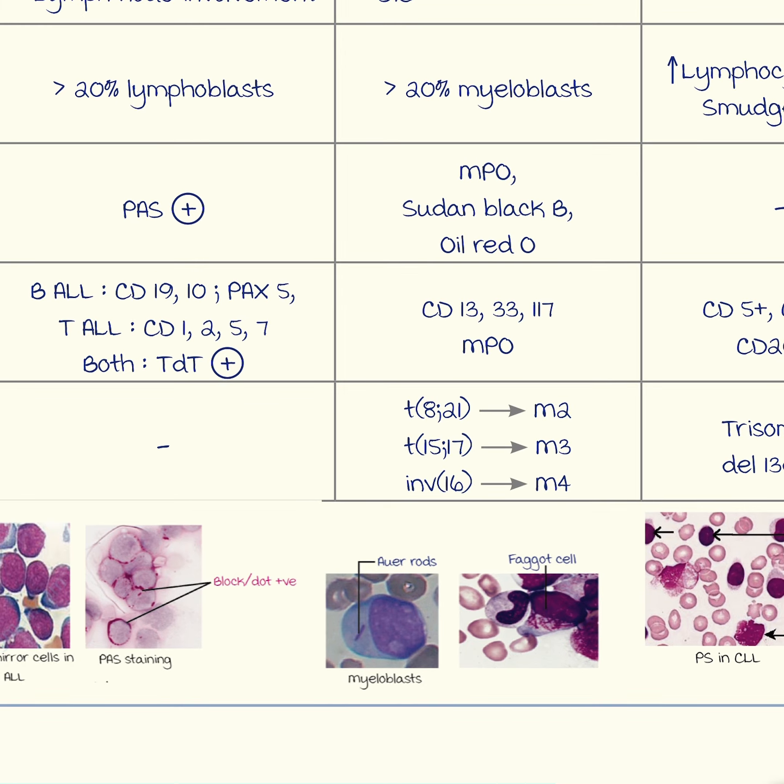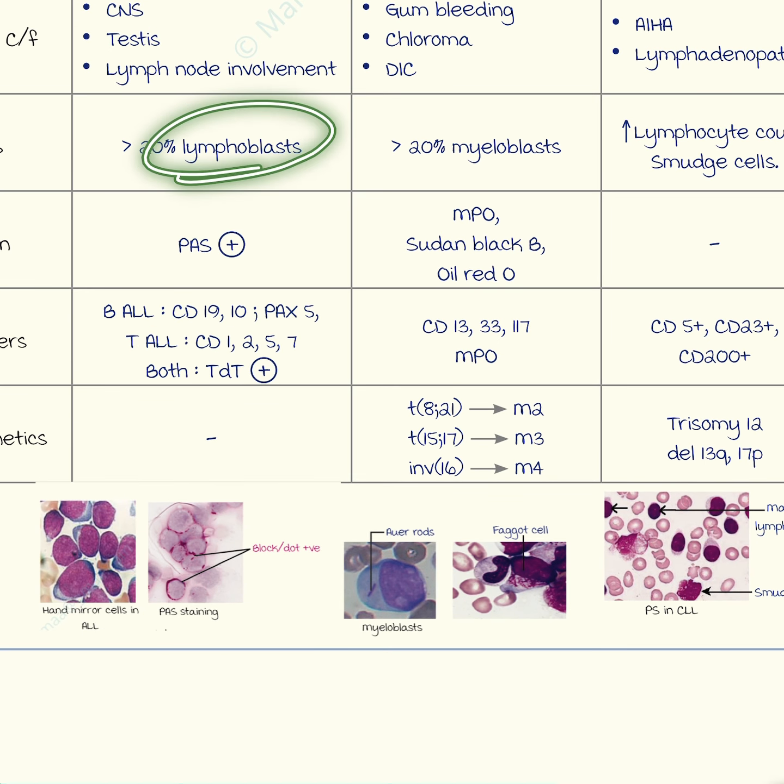Basically, I will show some differences between lymphoblast and myeloblast. A lymphoblast is small in size with scanty cytoplasm, and granules are absent. Myeloblasts are large cells, and MPO positivity is found. Thank you.